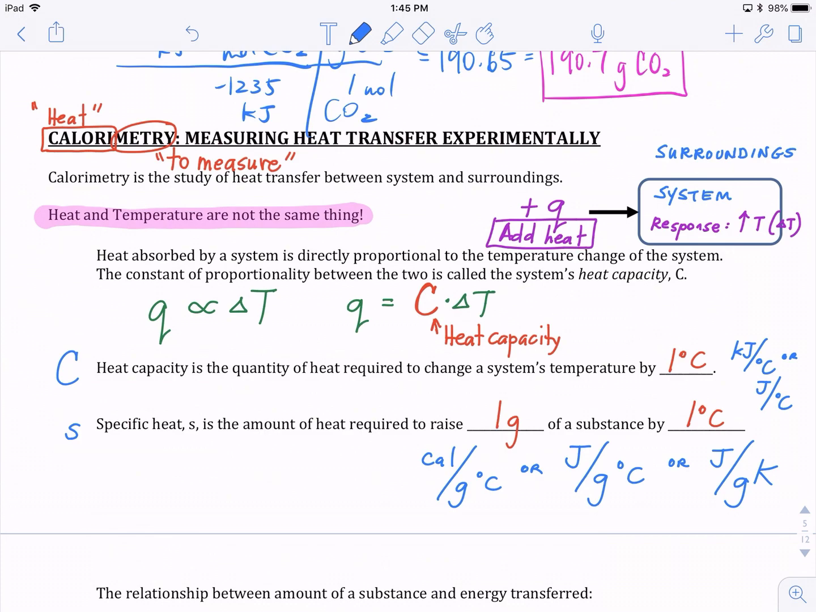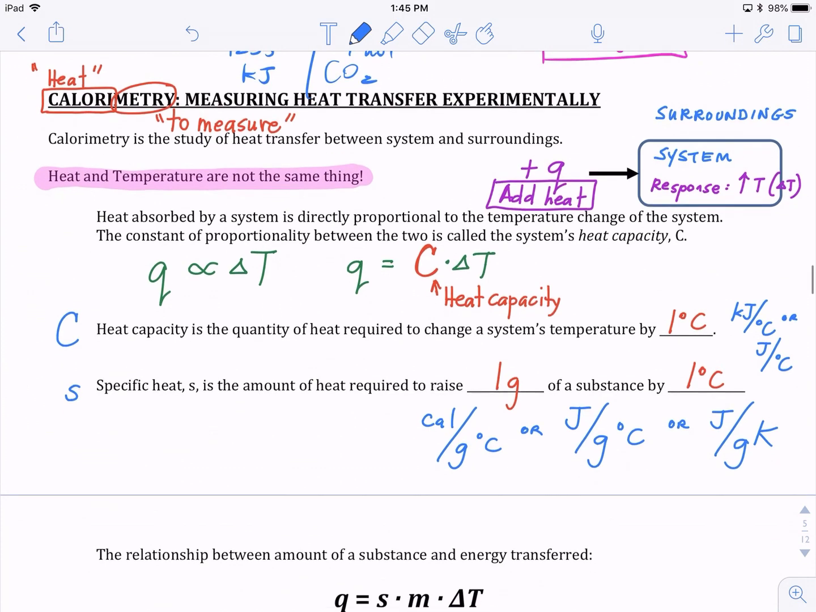One thing that's interesting is some books use C for specific heat, so it's a capital C for heat capacity and a lowercase c for specific heat. It's nicer to use the S because a big C and a little c look really, really similar. So the S is kind of a nice thing there.